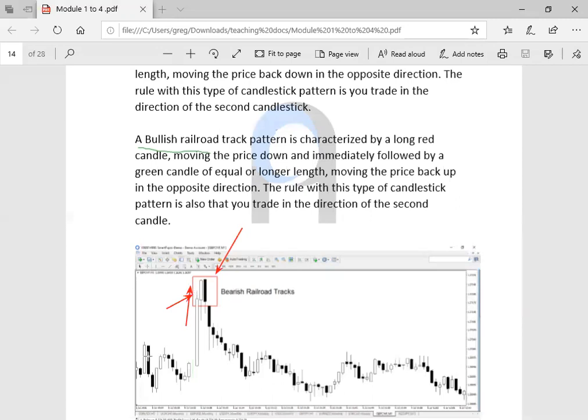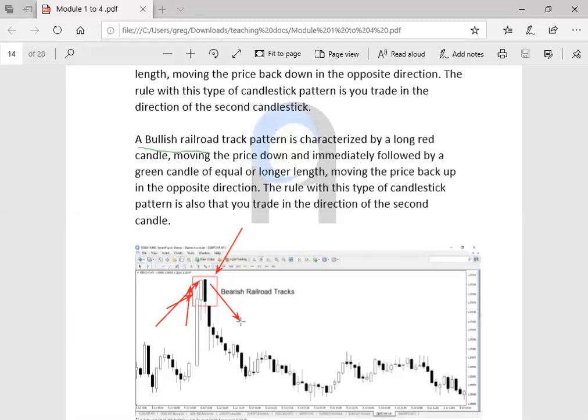Therefore, this will invite a lot of traders to actually go long, to start buying. Okay, but then all of a sudden you see a big red candle, which is the black one, heading downwards. Right, now the two candles usually characterize a bearish railroad track, right? So a bearish railroad track is complete when it has these two candles, one big candle going up and one big candle going down.